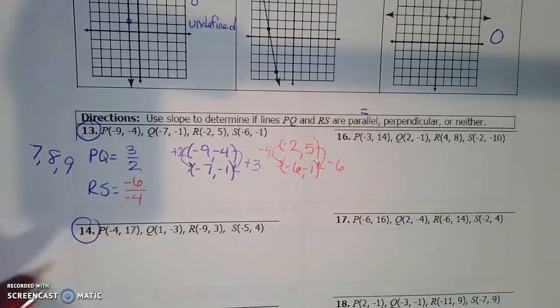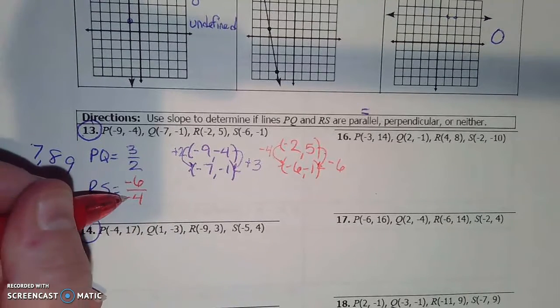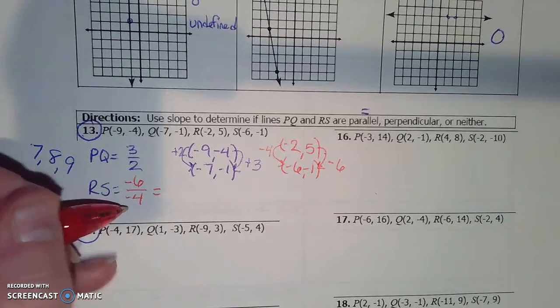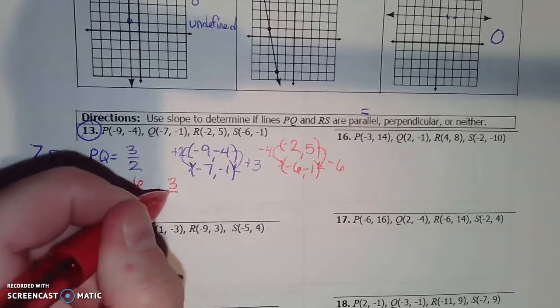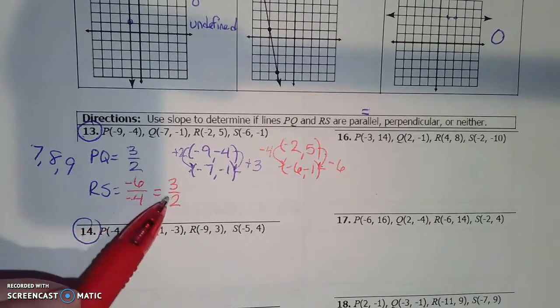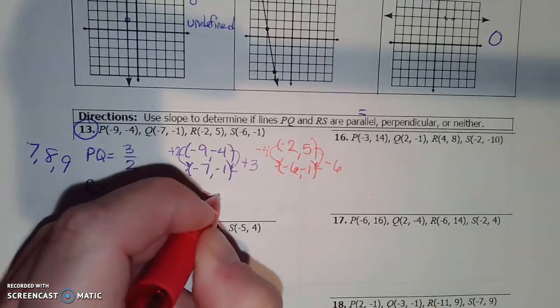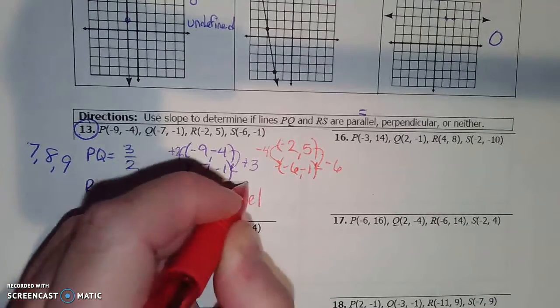You can't leave it like this. You need to reduce. Negative divided by a negative does give me a positive. And then 6/4, those are both divisible by 2. That reduces to 3/2. And then when you compare your slopes, they're exactly the same. So this would be parallel.